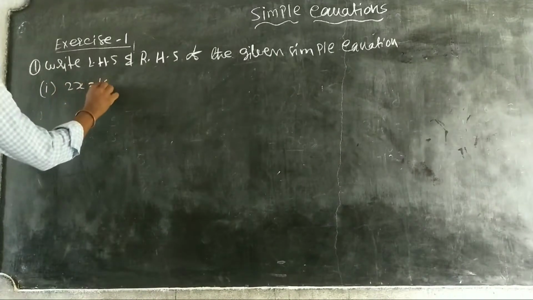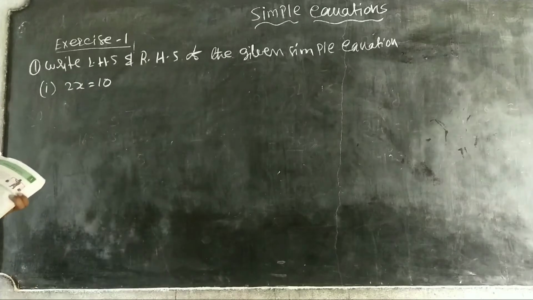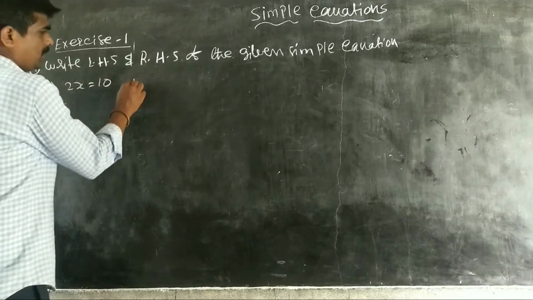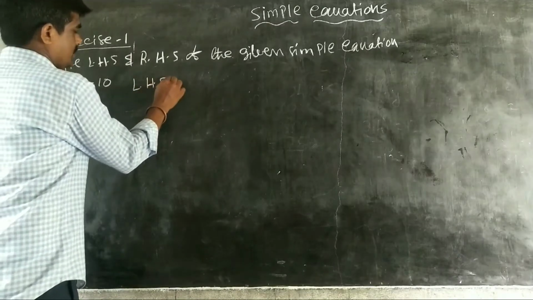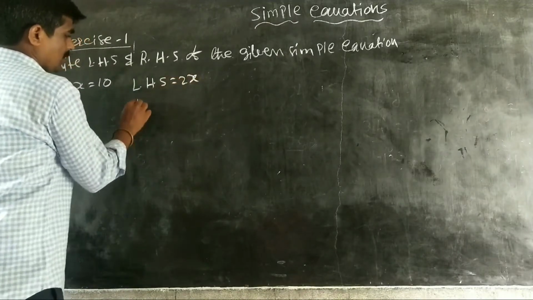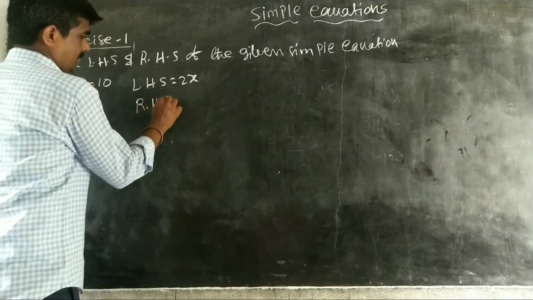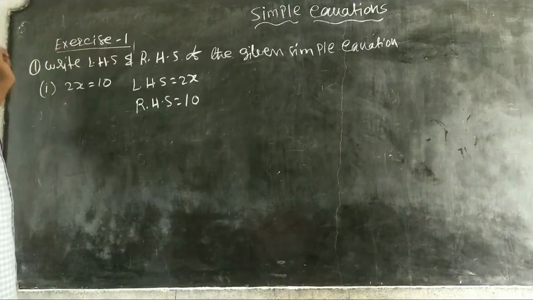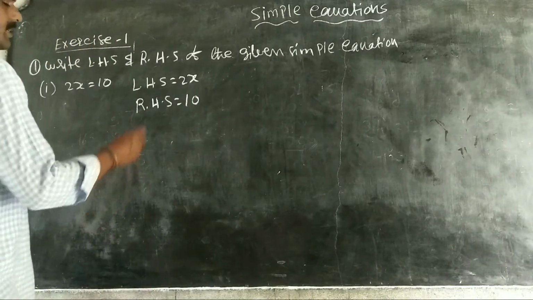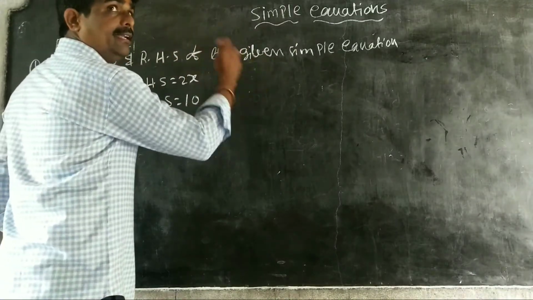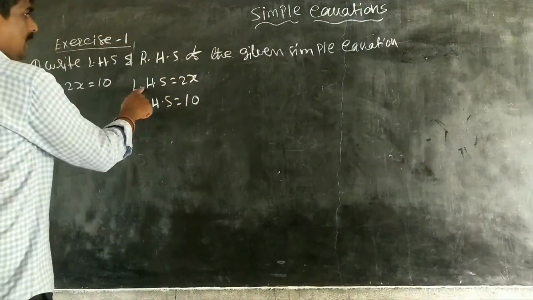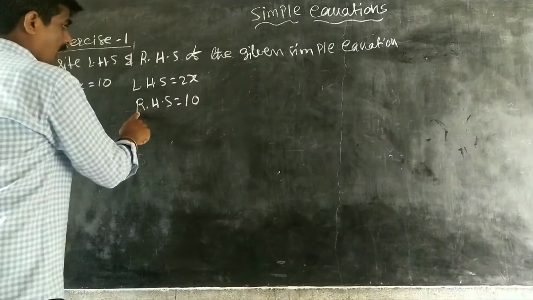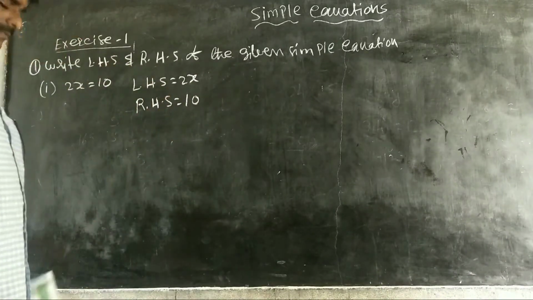2x is equal to 10. So, LHS is equal to 2x, RHS is equal to 10. LHS means left hand side, RHS means right hand side. So, LHS is equal to 2x, RHS is equal to 10.